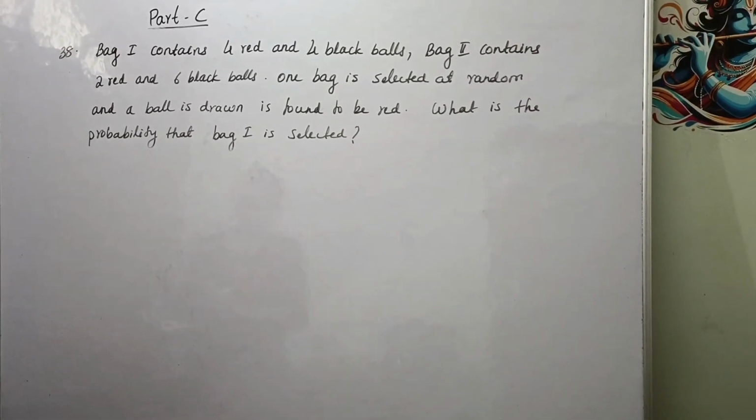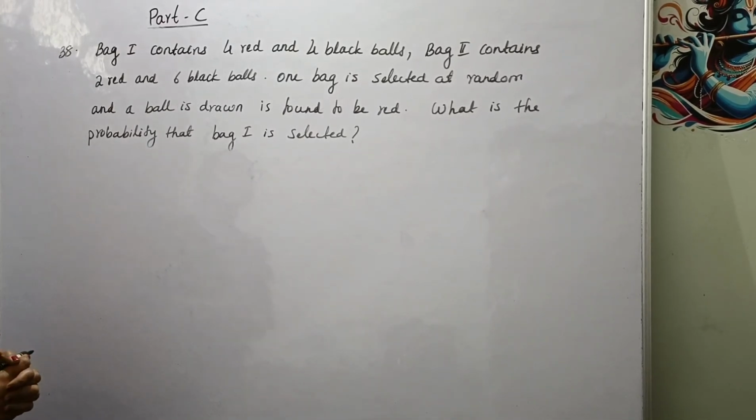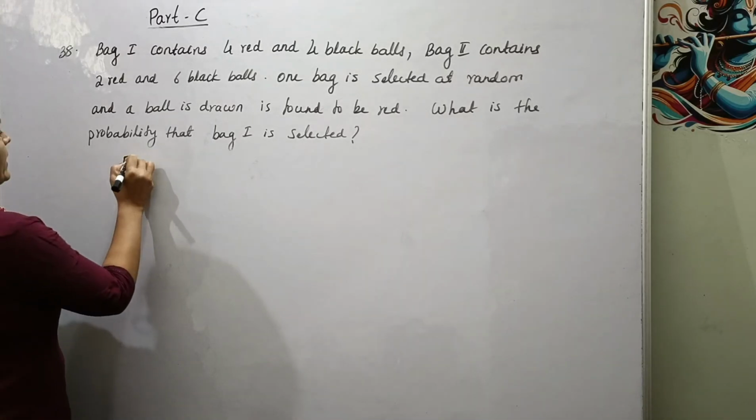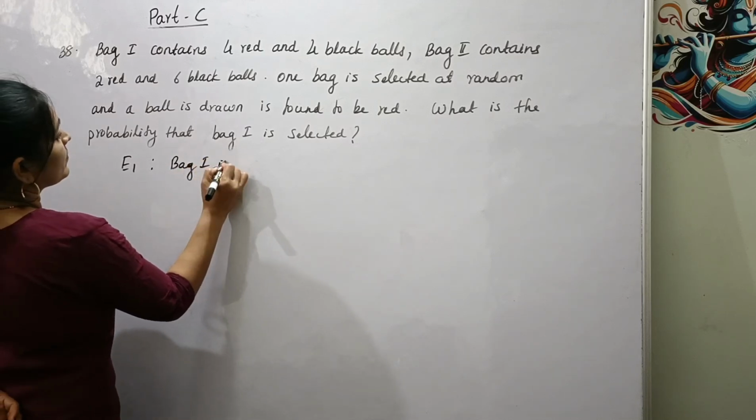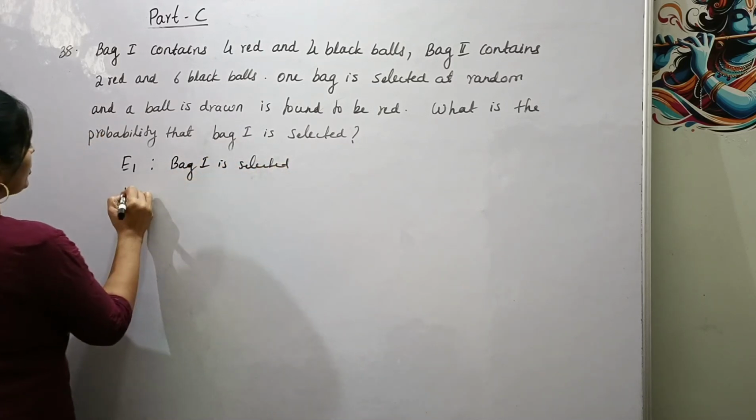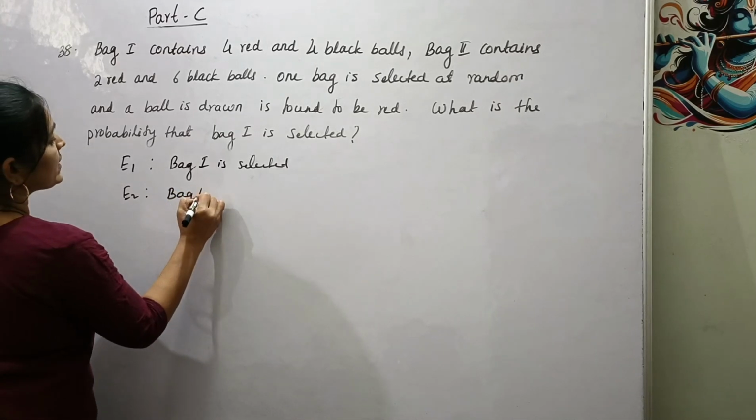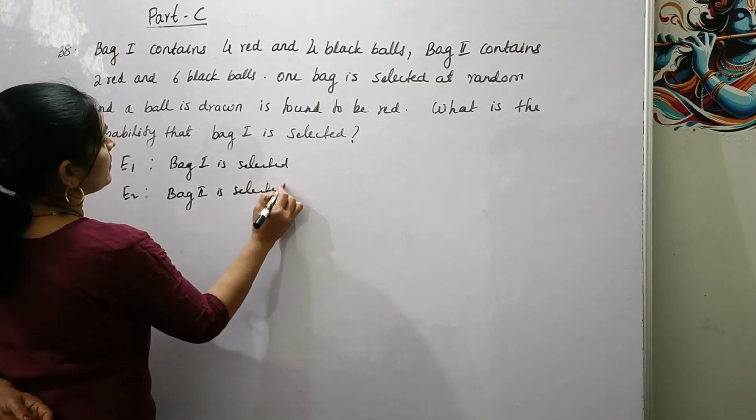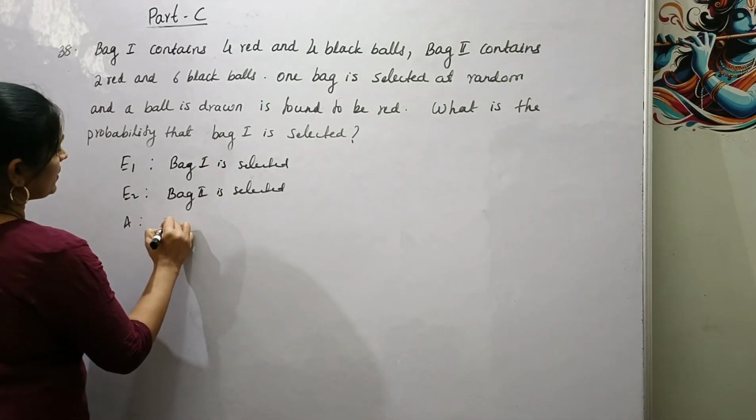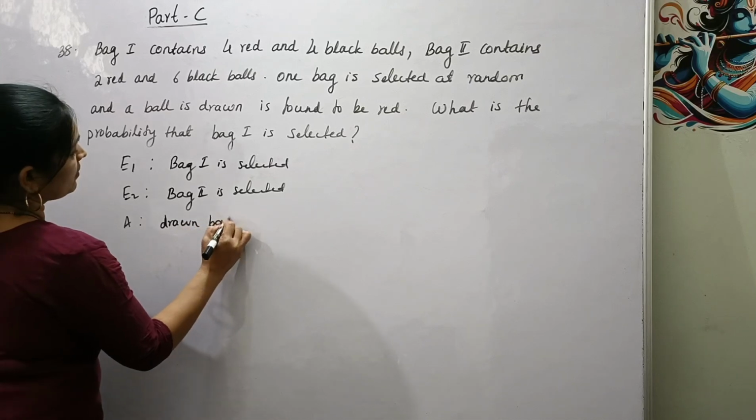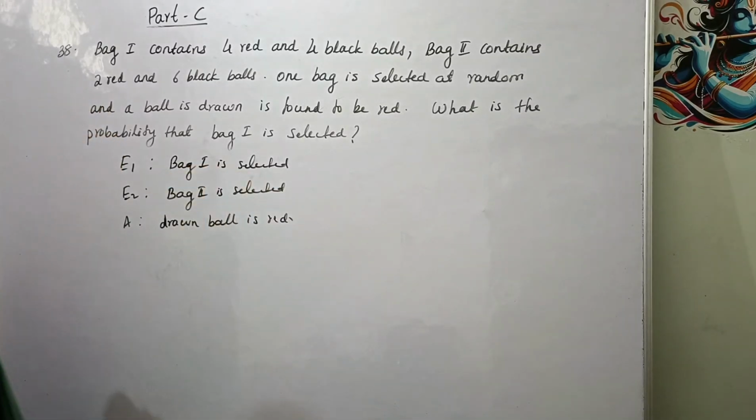Bag 1 contains 4 red and 4 black balls. Bag 2 contains 2 red and 6 black balls. One bag is selected at random and a ball is drawn, which is found to be red. What is the probability that bag 1 is selected? Okay. So here, first of all, let E1 be the event bag 1 is selected, E2 be the event bag 2 is selected, and A be the event drawn ball is red.